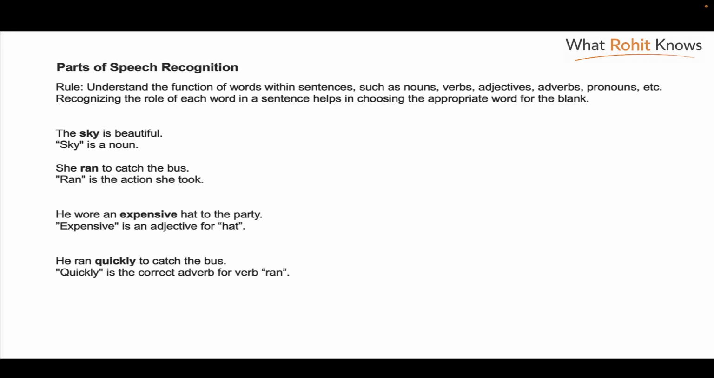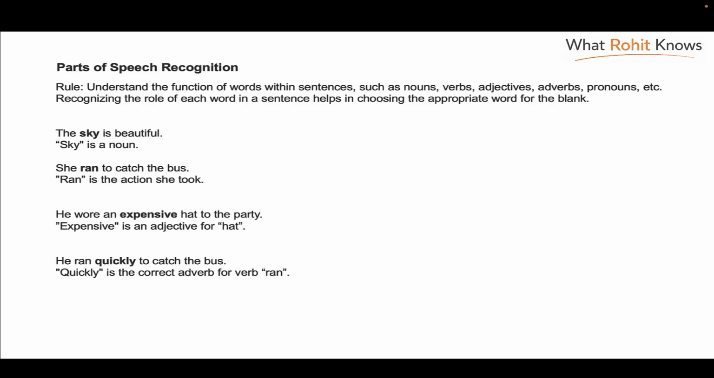So you see, simply by looking at the sentence, wherever there's a blank, you look at the words before that blank and the words after the blank, and then based upon what is missing, what is given. For example, hat is given, hat is a noun. What do I need? I need an adjective. Ran is given. After that is a blank. So what can come after a verb? Maybe an adverb. So that is how you go about it, based upon your parts of speech recognition.